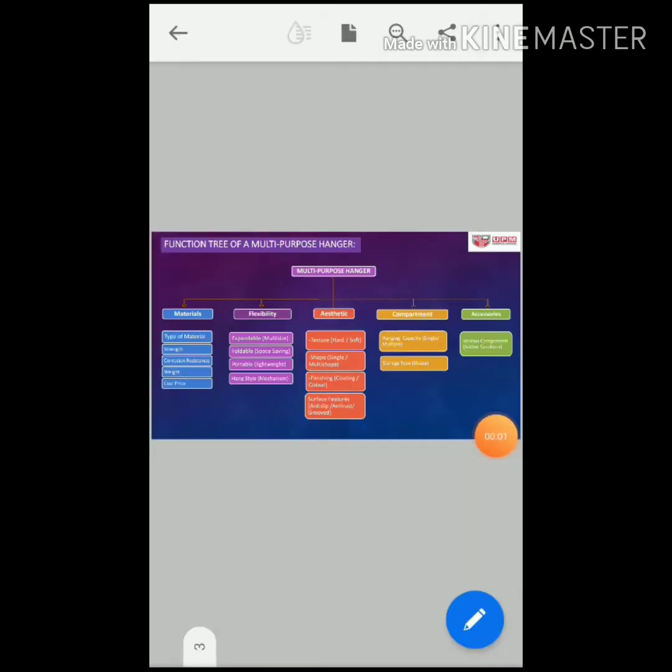Okay guys, before we go into TOPSIS or even the Pugh matrix, this is just a quick recap of the function tree of a multipurpose hanger. As you can see, it has been clustered into 5 different functions: materials, flexibility, aesthetics, compartment, and accessories. Each cluster is broken down into different sub functions. You have quite a number of sub functions, and we can't go through each of them because we have to choose the most important criteria to be evaluated.